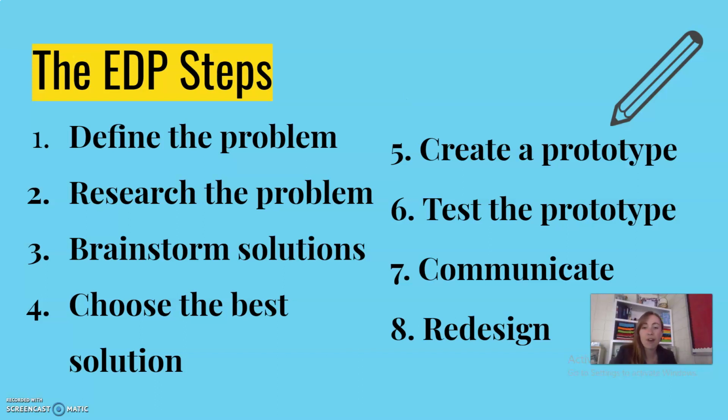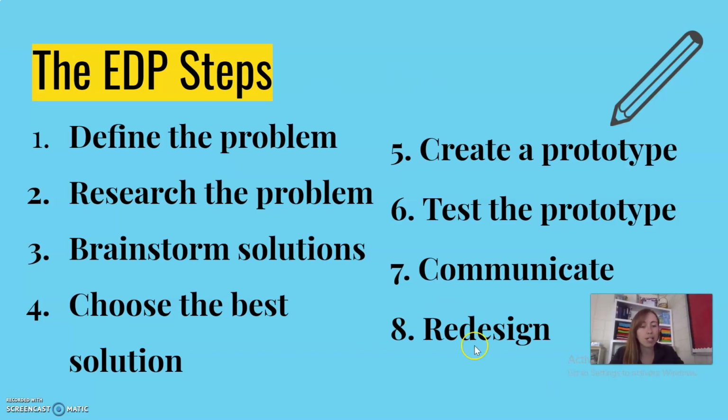The first step is defining the problem. That's pretty similar to the scientific process first step of asking a question. Second step, again similar to the scientific process, is researching the problem. Third step is brainstorming solutions. Fourth step is choosing the best solution. Fifth step is creating a prototype. Sixth step is testing that prototype. Seventh step is communicating, and eighth step is redesigning.